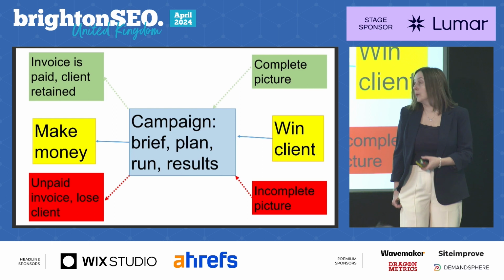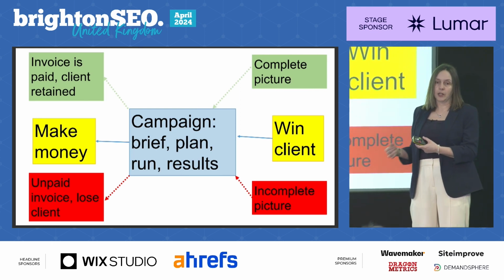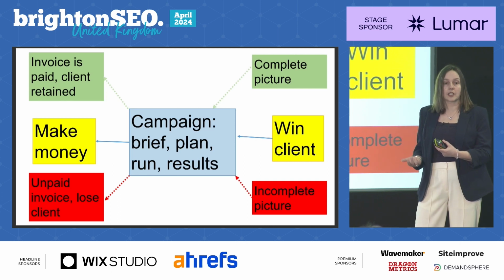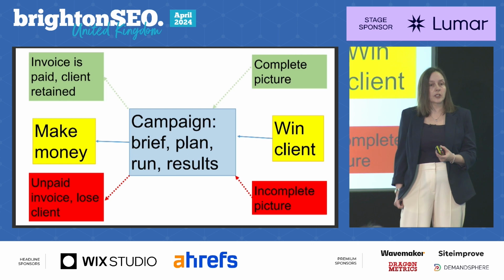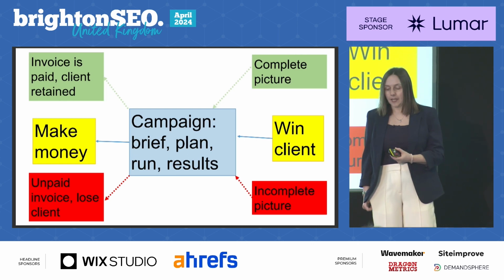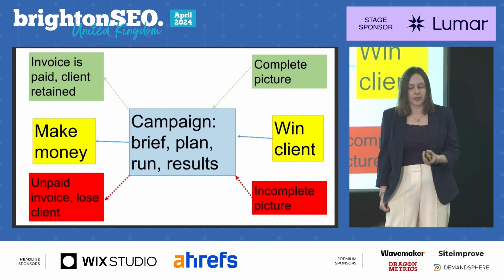So typically when we win a client, we're starting over here. We win a client, you run a campaign, get the briefing, the planning, go through, get some results for them, and then you make money by obviously billing them and keep them as a client. Whereas when you're suffering from an incomplete picture, you don't deliver what the client wants, and you end up losing the client and disputing invoices.